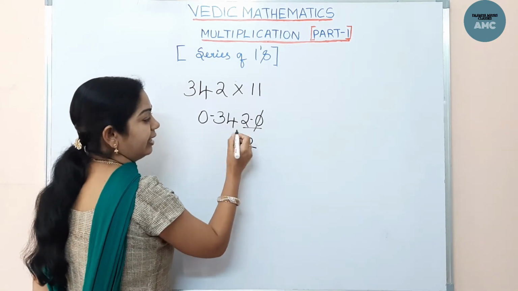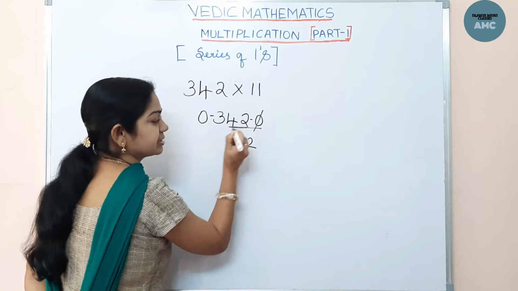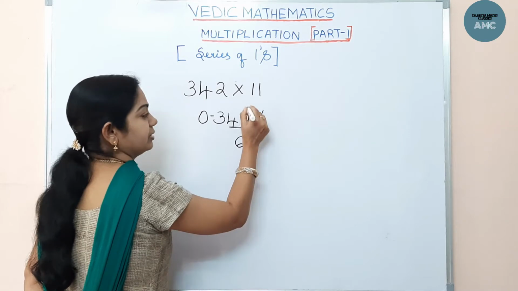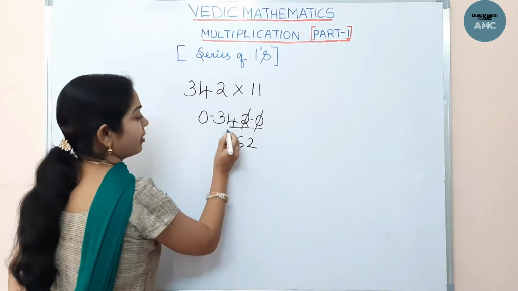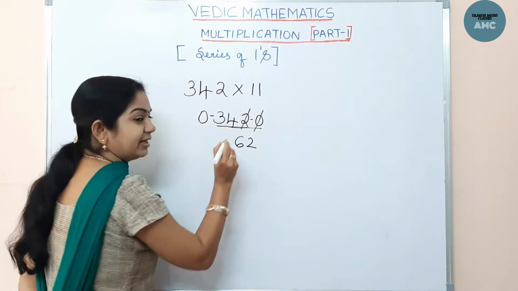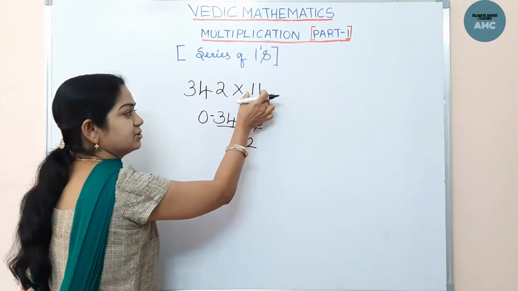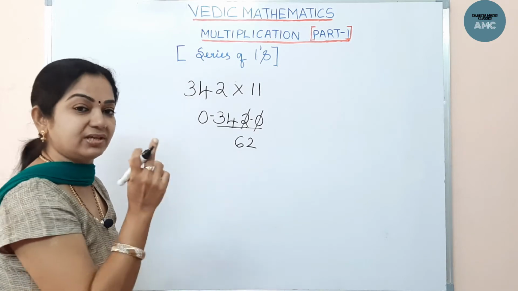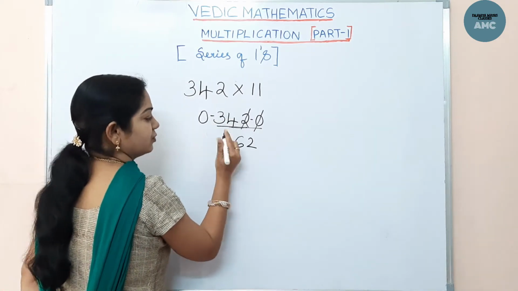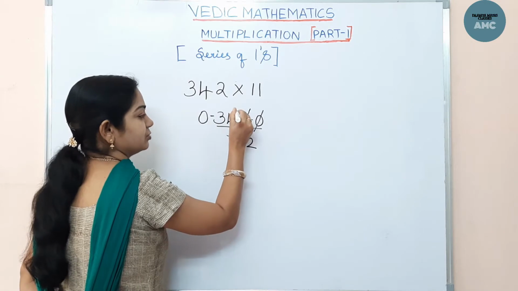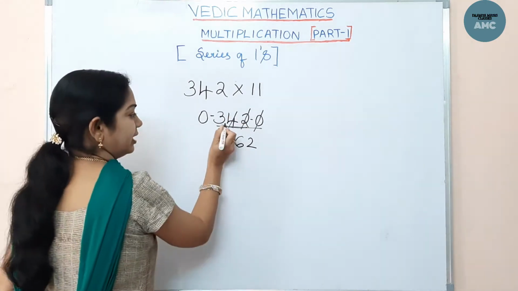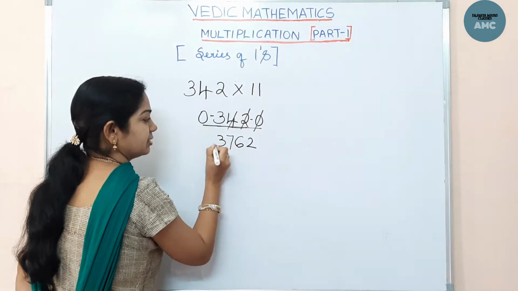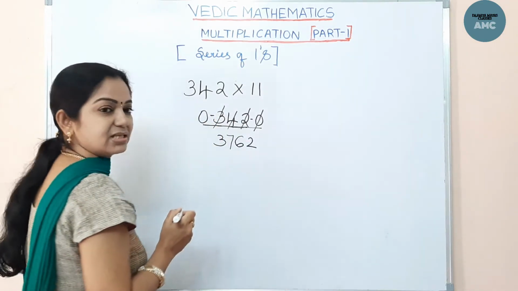Now again take 2 digits. 4 plus 2 is 6. Now leave the rightmost one. Now again 2 digits. Why am I taking 2 at a time? Because we have a series of 2 ones only. If I have a series of 3 ones, I'll take 3 digits at a time. Now 3 plus 4 is 7. Leave the rightmost. Now again 3 plus 0 is 3. Now leave the rightmost. Now nothing is left over.